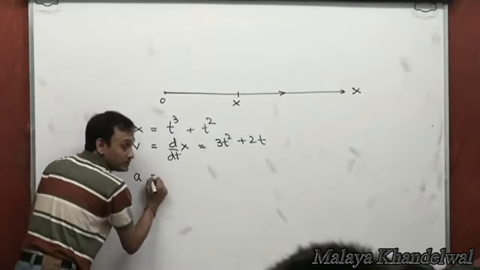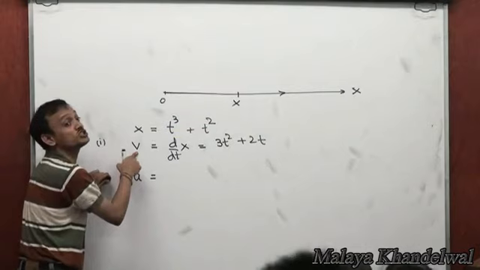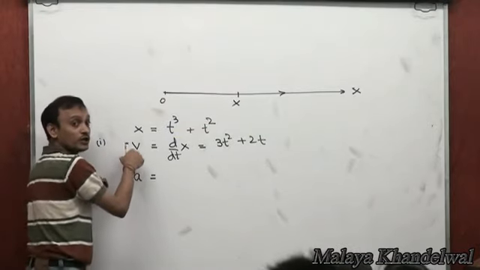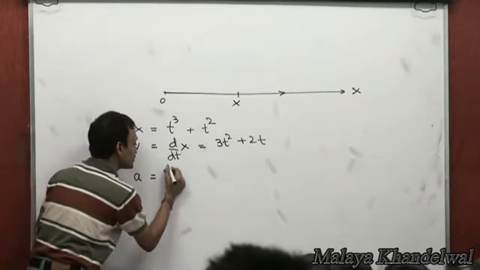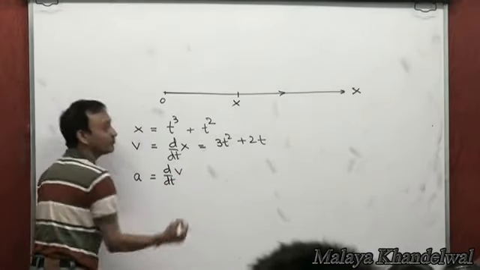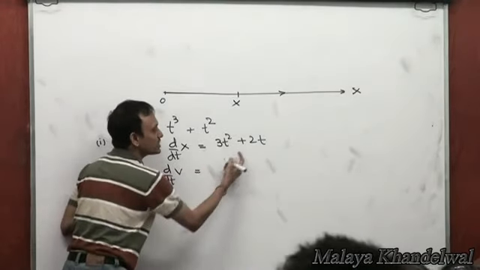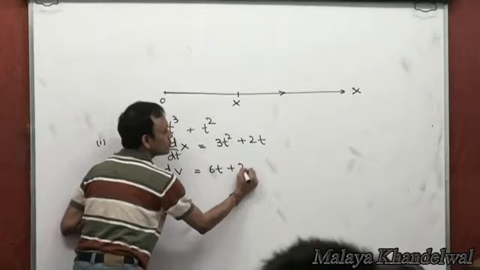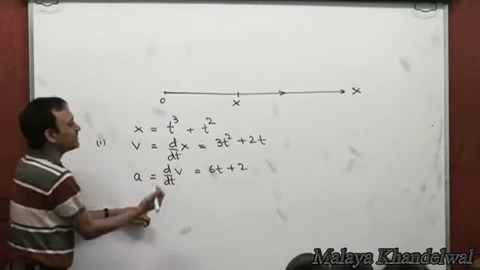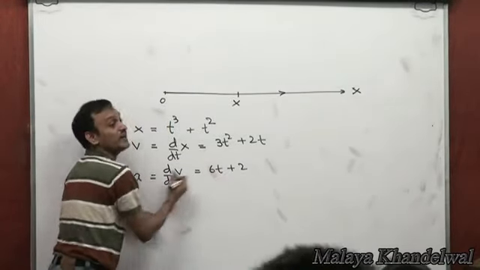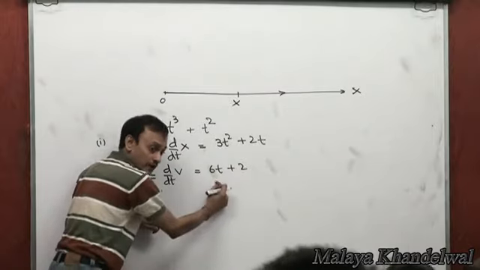The acceleration of the particle is the rate at which velocity changes with time. That means d/dt of v. And the rate at which velocity changes with time is 6t plus 2. That means at any given instant of time t, you can find the acceleration of the particle, right?